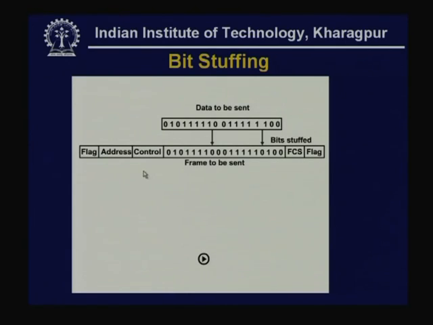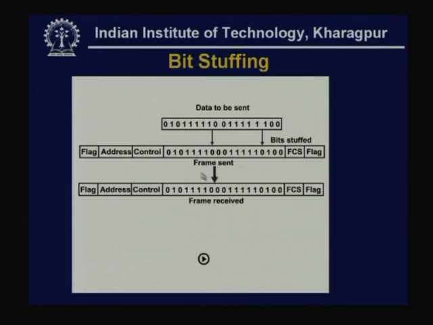Here you see the flag, address, control, and after this a 0 bit has been introduced, and here also a 0 bit has been introduced, so bit stuffing has taken place. This is the frame to be sent with 2 extra zeros, and this is the frame that is being sent, and this is the frame received.